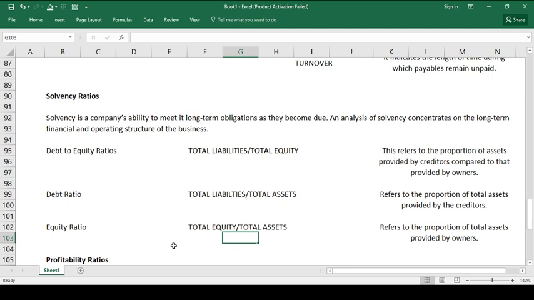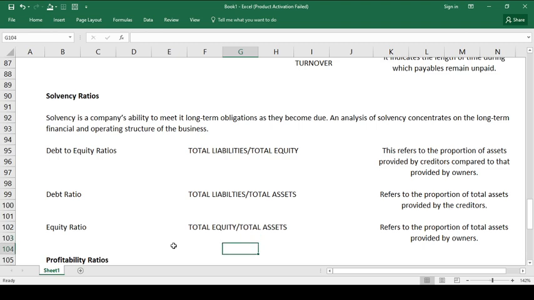While the equity ratio naman is the difference of deducting the debt ratio from 100%. That is simply the equity ratio. Or in other way around, the equity ratio is the total equity the company has divided by the total assets. That is the ratio that refers to the proportion of total assets provided by owners. Okay? So, yun po yung mga solvency ratios na dapat natin intindihin on understanding ratio analysis.